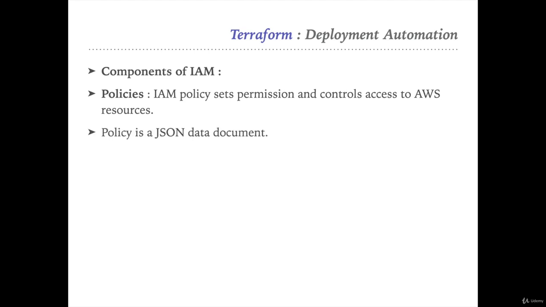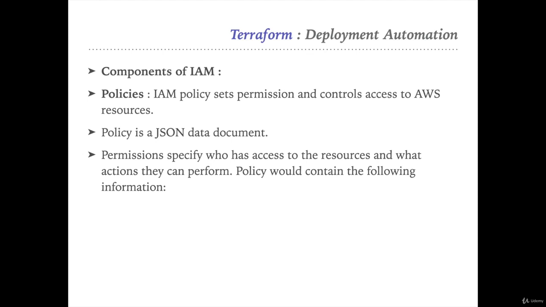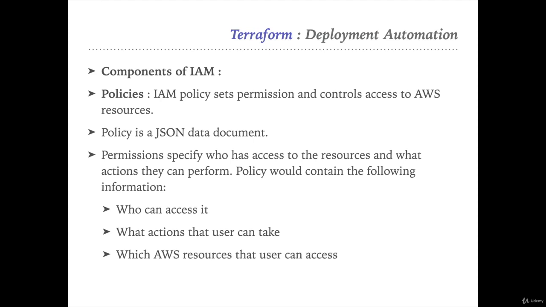Policy is a JSON data document, and permission specifies who has access to the resource and what actions they can perform. So permission is a JSON format document which will have the data on who can access the resource and what actions can be performed on that resource. Policy would contain the following information: who can access the resource, what actions the user can take on the resource, which AWS resource that user can access, and when they can access it. It means we have a defined time frame as well. With the policy, you can associate the policy expiration time as well, so that after a predefined time, that policy will expire and the permission provided by that policy will be revoked.